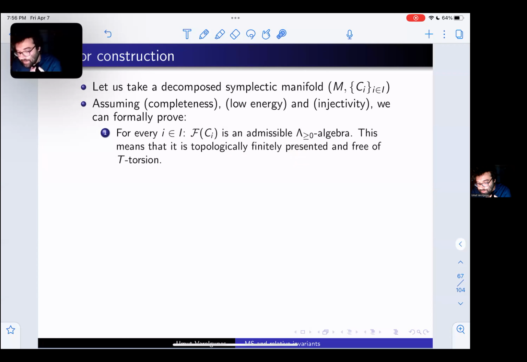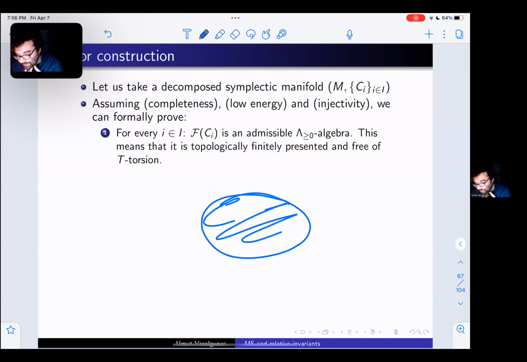So if you take an arbitrary compact subset in your symplectic manifold, it has a relative symplectic cohomology, but it won't be finitely generated. But these ones, because of this kind of piecewise linear structure, they are finitely generated. Okay, I'm just going to say as much.